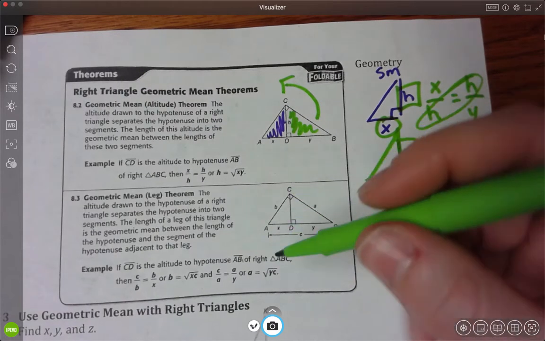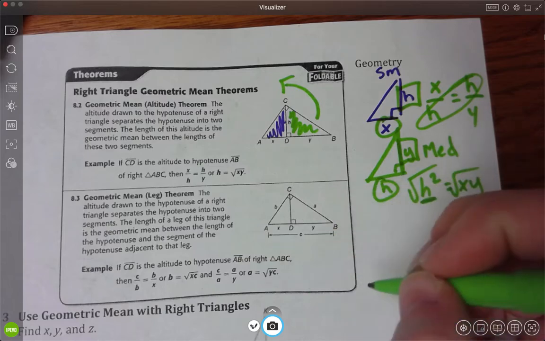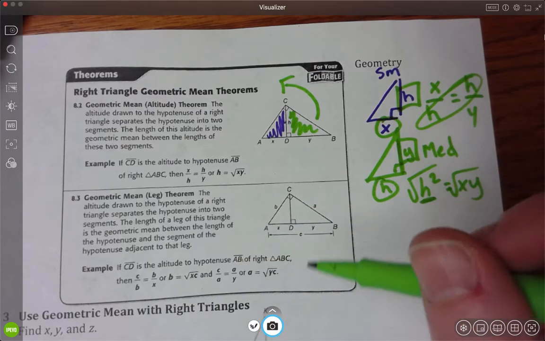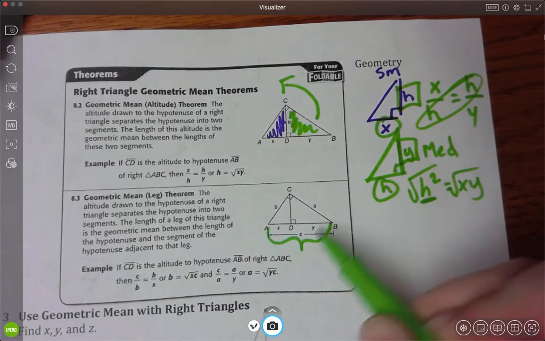Same thing here. I can set this one up into a medium and large or small and large and set up my proportions that way. Now they do have this third side or that long side labeled as C.